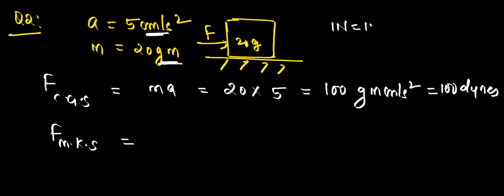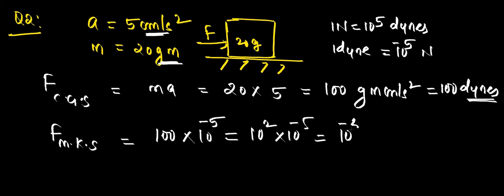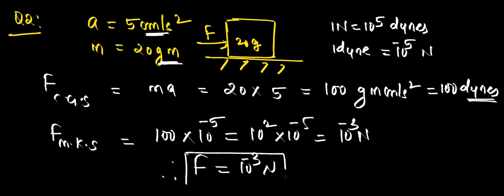You know 1 Newton is equal to 10 to the power of 5 dynes. So take this 100 dynes, and since the unit is in dynes, you have to convert it into newton. So you have to take 10 to the power of minus 5. 10 square into 10 power minus 5, using the power m plus n formula, gives 10 power minus 3 newtons. Therefore, force in newtons is 10 power minus 3 newtons. This is the final answer.